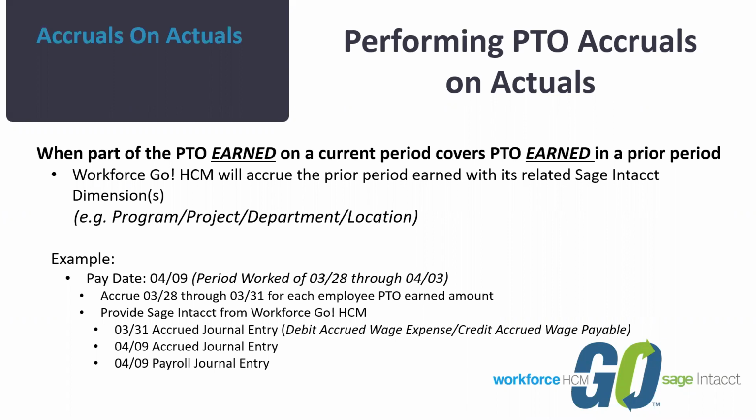From that, Workforce Go HCM will automatically provide, via that real-time bi-directional integration, the March 31st accrued journal entry, debiting that accrued wage expense, crediting the accrued wage payable, that April 9th accrued journal entry, and the April 9th payroll journal entry as well, ensuring that all your reporting is accurate, easy, and can be done with a click of the button, being based on actuals versus percentages that you may typically see in solutions out there.